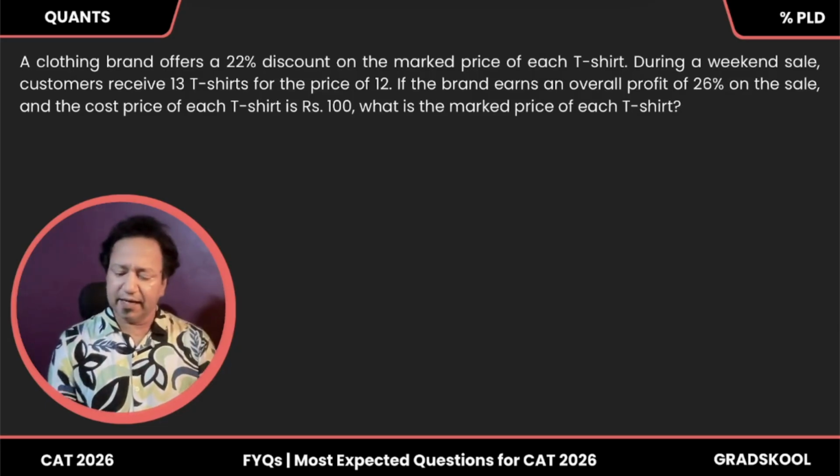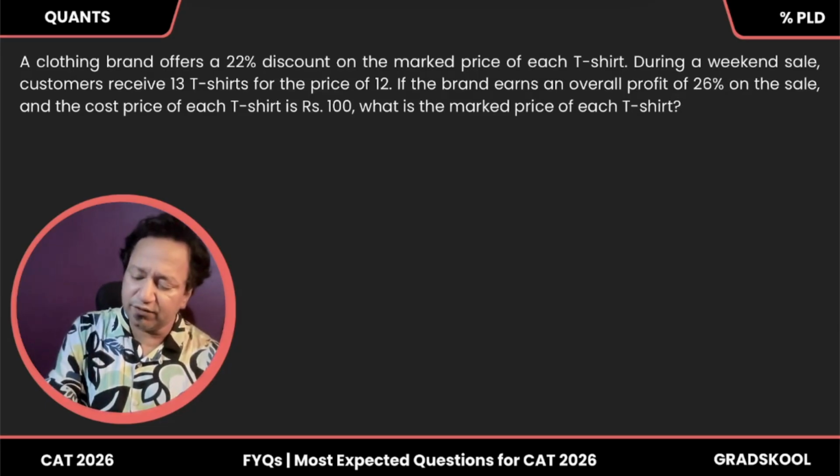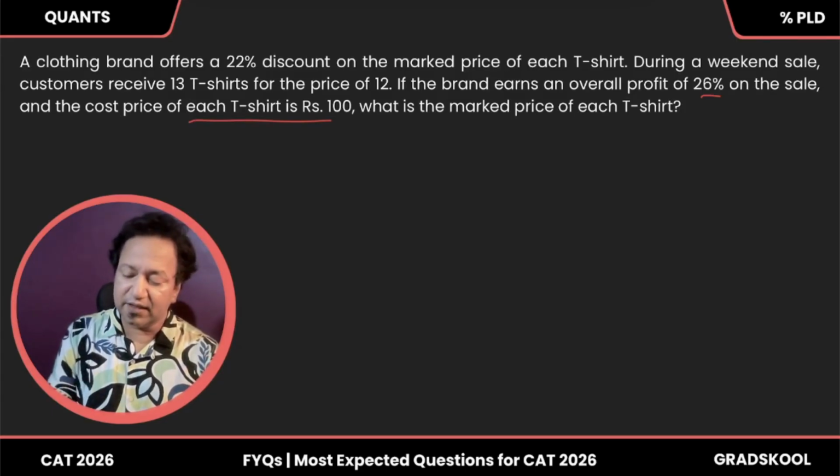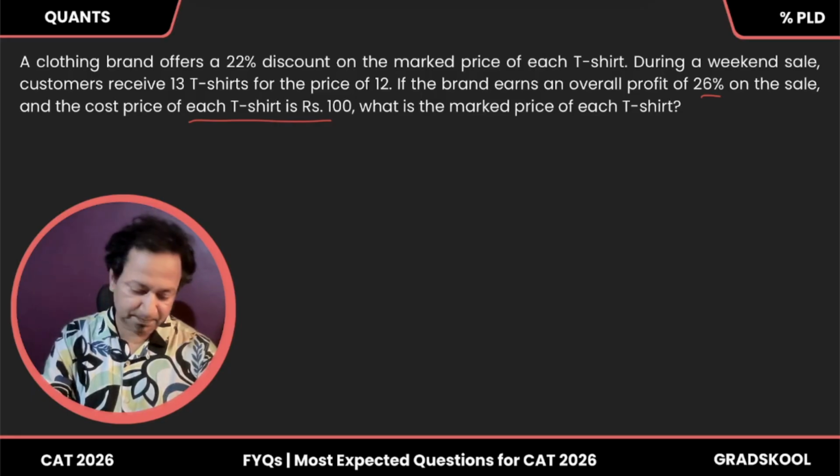Okay, perfect. If the brand earns an overall profit of 26% on the sale and the cost price of each t-shirt is rupees 100, what is the mark price of each t-shirt?